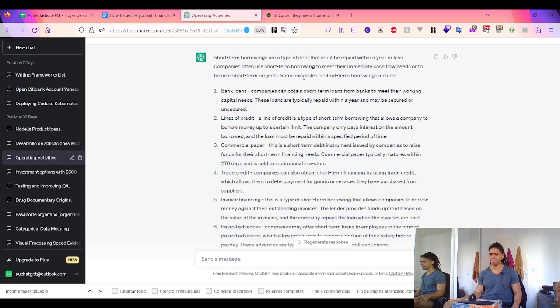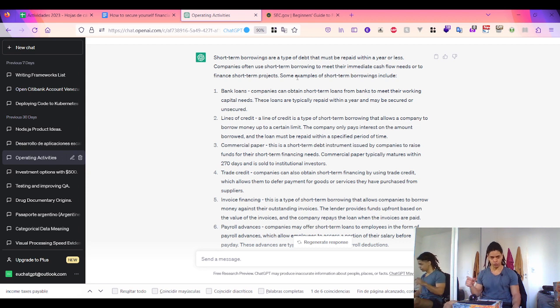Interesting. So this is short-term borrowing. Short-term borrowing is a type of debt that a company must repay within a year or less, and they usually do that to meet their cash flow needs, like purchasing assets or paying expenses, or to finance short-term projects. For example, you have bank loans. The company can obtain a short-term loan from a bank to meet their working capital needs. These loans are typically repaid within a year or less and may be secured or unsecured.